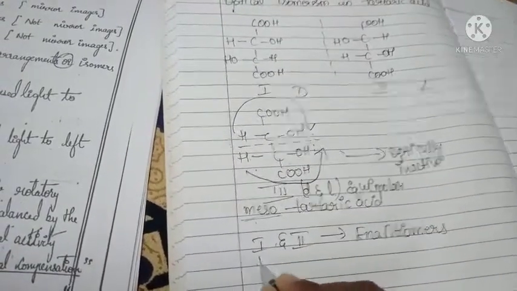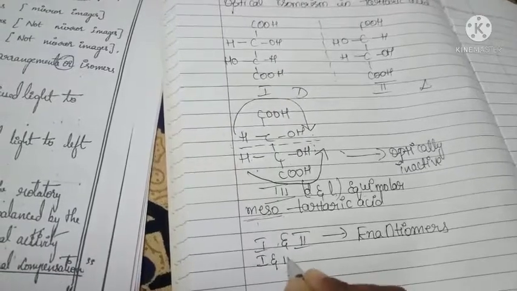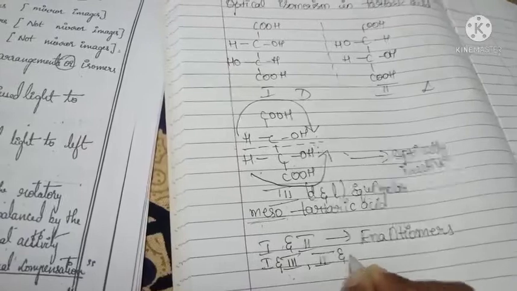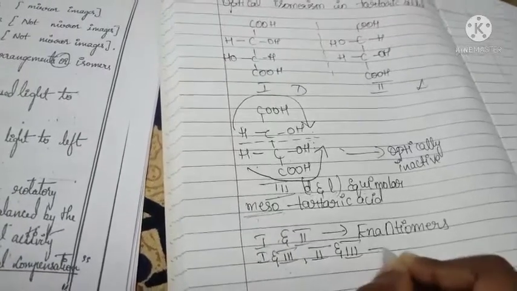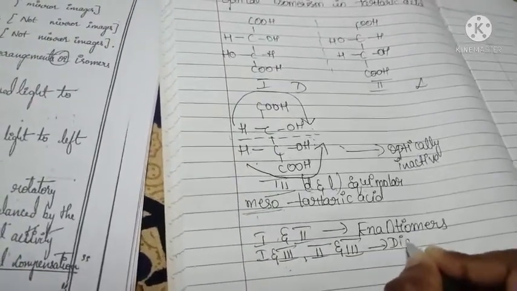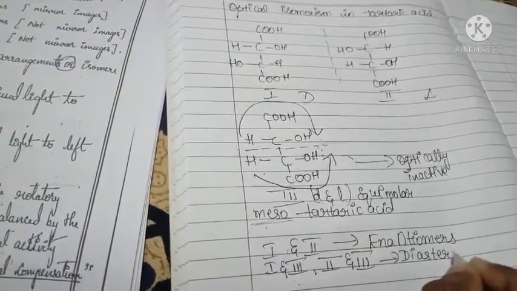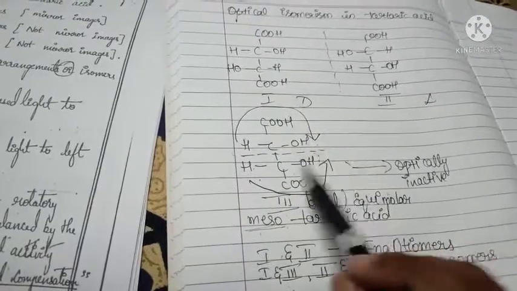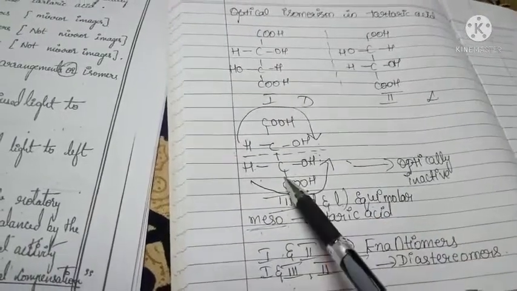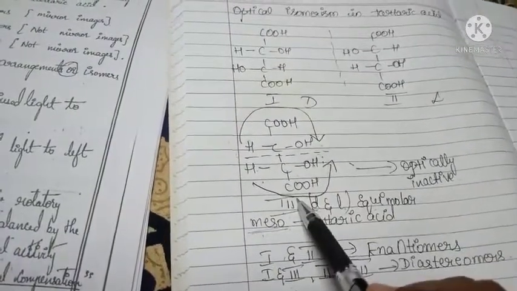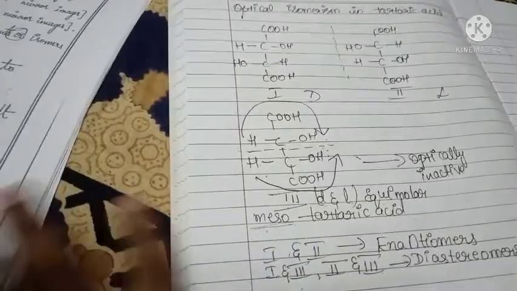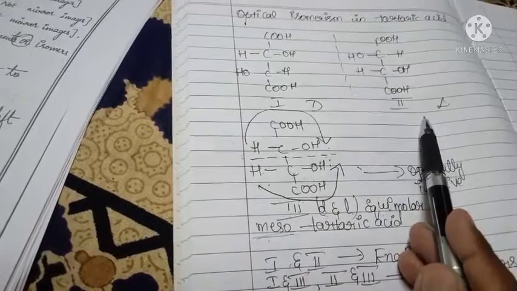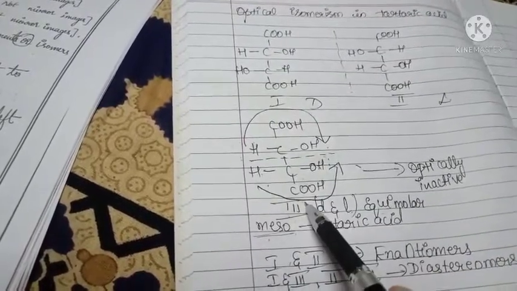You have to listen here. First and third, second and third, those are diastereomers. In that there will be non-mirror images, okay, and tartaric acid shows only 3 arrangements: structure 1 arrangement, structure 2 arrangement, structure 3 arrangement.